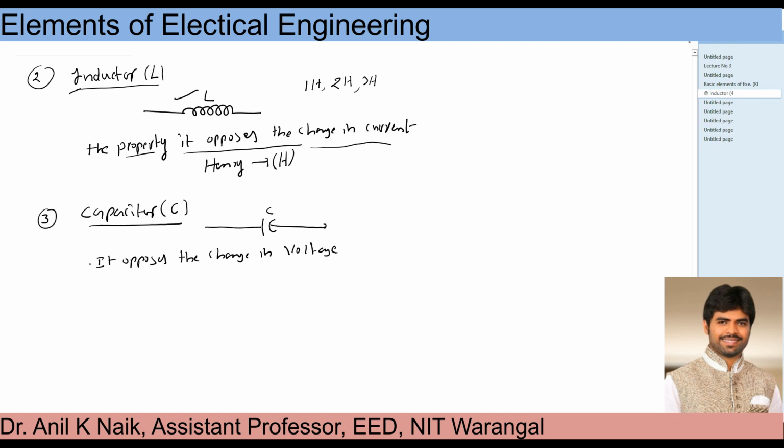That is the property of the capacitor, and it is measured in farads, given as F. It is like 1 farad, 2 farad, or 2.5 farad. These are the particular values for any capacitor. If a capacitor has 2.5 farad, that is the value we assign to any particular capacitor.